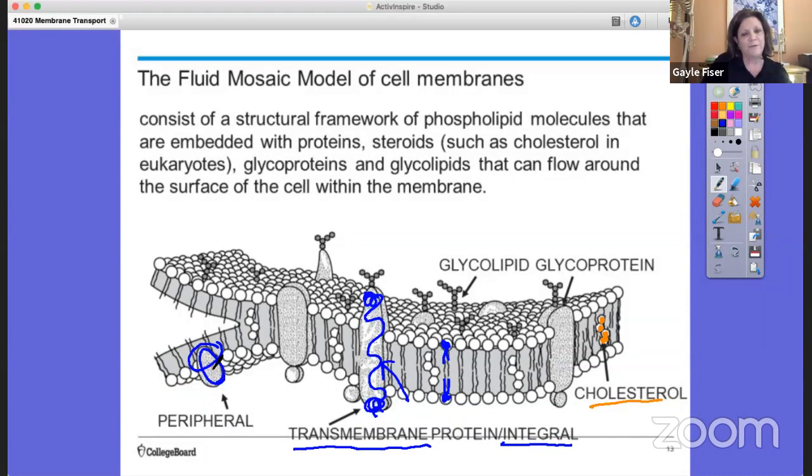So we have a peripheral, but it's an integral, but it's not a transmembrane, okay? So not all transmembranes are integral, but not all integrals are transmembrane.